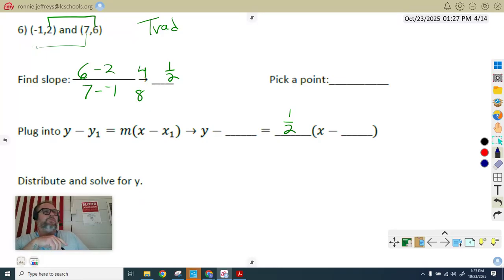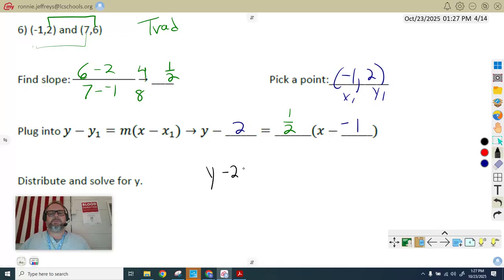All right, so we're going to pick a point. Somebody pick a point. Yes. -1, 2. All right, -1, 2. All right, so this is my x1, this is my y1. So 2 goes here, -1 goes here. Now, I would make sure to pay attention. You just plugged in a negative to something that said minus. This changes it to a positive.